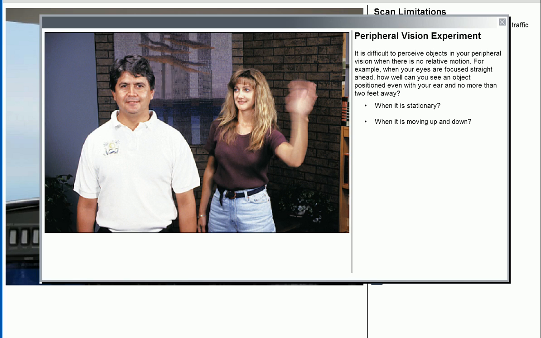How well can you see your friend's hand when it's stationary? How about when it's moving up and down? This demonstration illustrates the difficulty in perceiving objects in your peripheral vision when there's no relative motion.